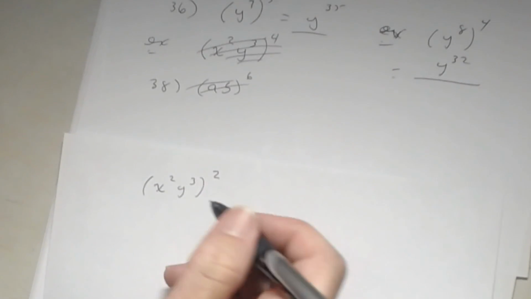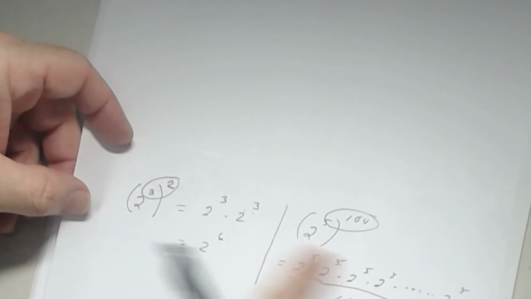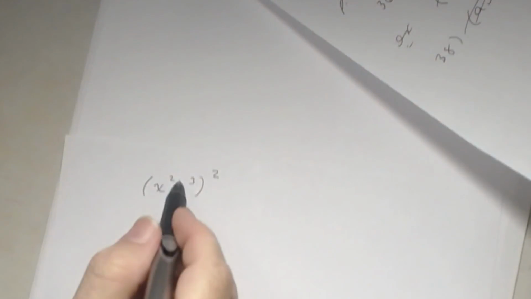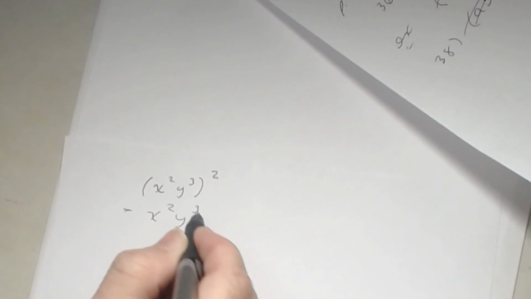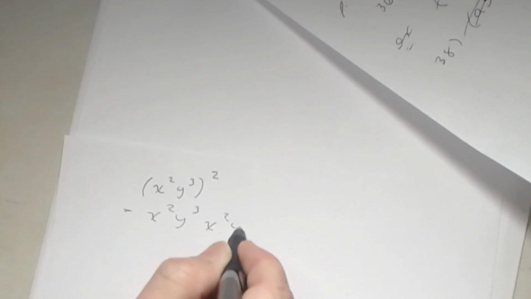All right, now let's do the same discussion that we did when we did 2 to the 5th and all that. So let's talk about what this means. So what's the outer exponent? 2. What's being raised to that 2nd power? X squared y cubed. So that's going to be my base. So I'm going to consider this the base from our discussion. So that means that I'm going to take this base right here and I'm going to multiply it by itself how many times? 2 times.